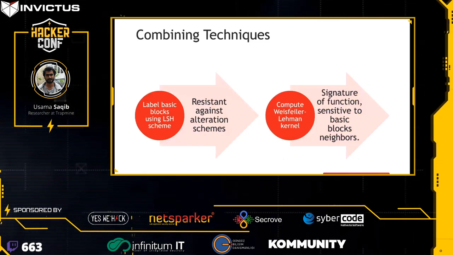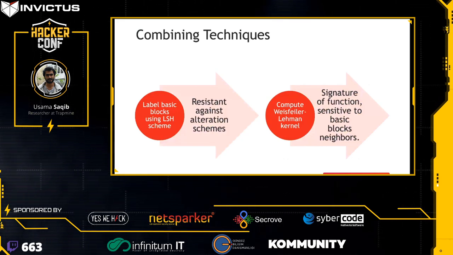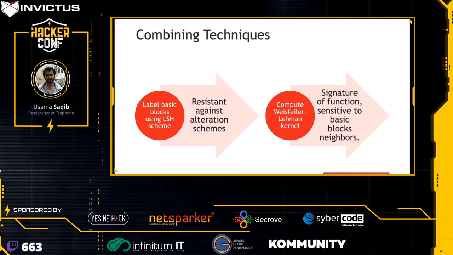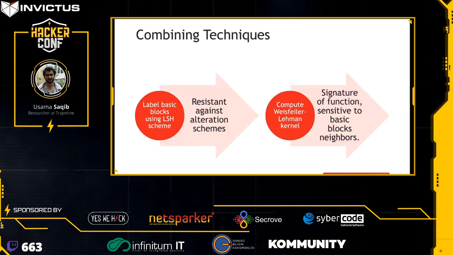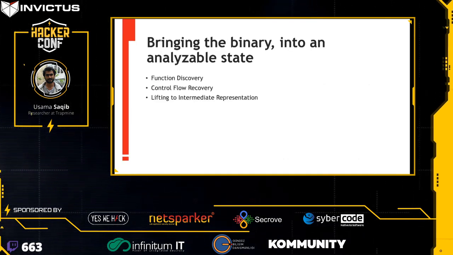These labels will then be used to compute the Weisfeiler-Lehman graph kernel for the function. We will discuss this kernel in detail later on. Intuitively, what we're trying to achieve by doing this is that this kernel will give us a signature which is sensitive to the position of each basic block with respect to its neighbors. This is how we will go about encoding the topographical information.